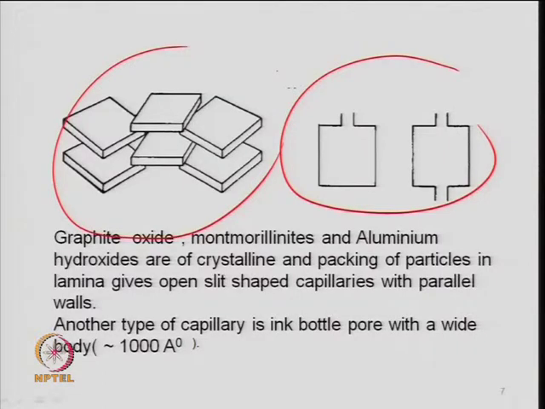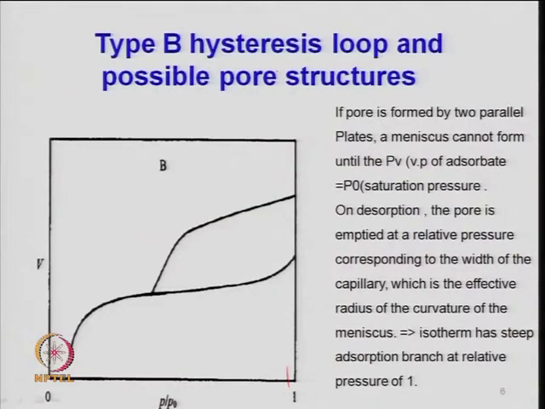layered structures. So, if the pore is formed by two parallel plates, lamellar type, a meniscus cannot form until the vapor pressure of the adsorbate is equal to the saturation pressure. You have to go to a very high pressure, because it is a slit type structure. On desorption, the pore is emptied at a relative pressure corresponding to the width of the capillary, which is the effective radius of the curvature of the meniscus.